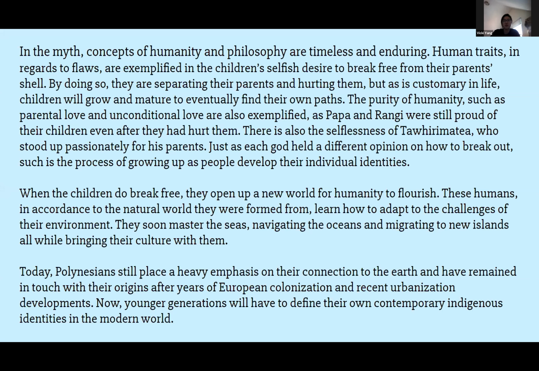These humans, in accordance with the natural world they were formed from, learned how to adapt to the challenges of their environment. They soon mastered the seas, navigating the oceans and migrating to new islands, all while bringing their cultures with them. Today, Polynesians still place a heavy emphasis on their connections to the earth and have remained in touch with their origins after years of European colonization and recent urbanization developments. Now younger generations will have to define their own contemporary indigenous identities in the modern world.